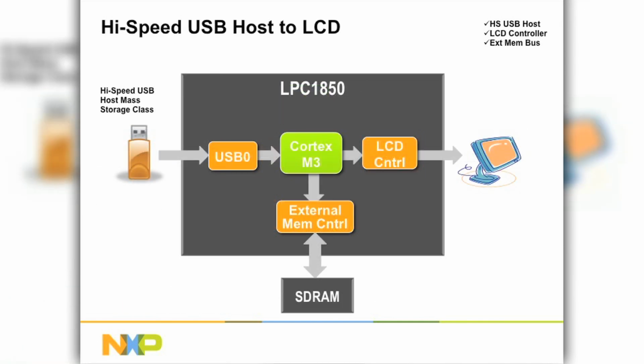High-speed USB through a thumb drive, so mass storage class, high-speed USB using the M0. This is an M3 example. But the high-speed USB, it could also be in the M4, using the external memory controller and going out to the LCD controller.